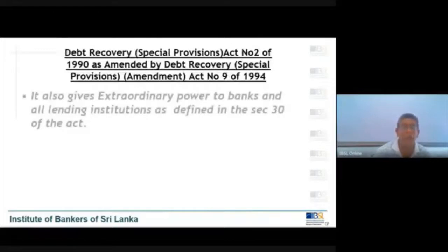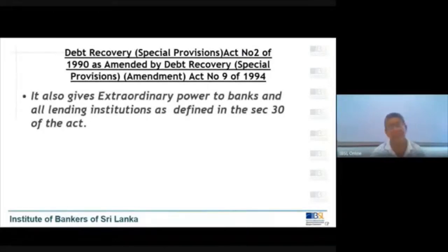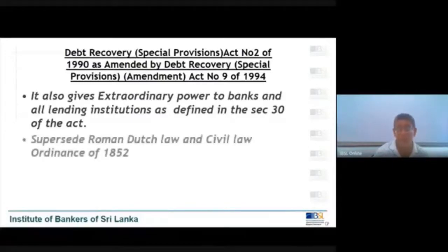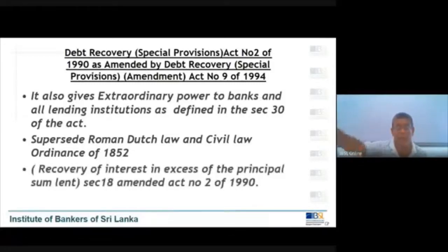And then there is another facility, another law available for banks: the Debt Recovery (Special Provisions) Act, number 2 of 1990, right? Not 4 of 1990, 2 of 90. This Act also provides extraordinary power to banks and lending institutions, section 30 of the Act, to recover loans from customers as a special loan and without going to the courts. Okay, so you need to remember that.